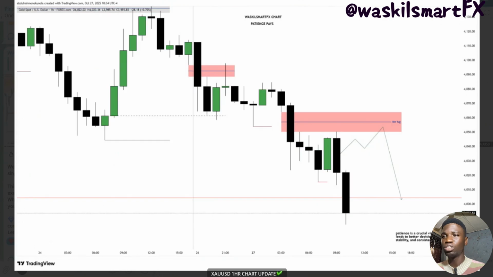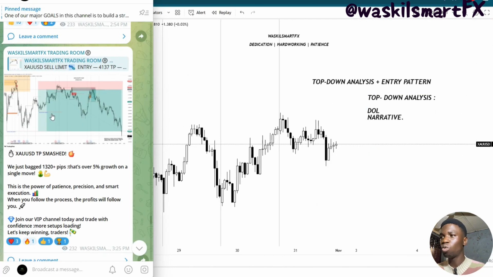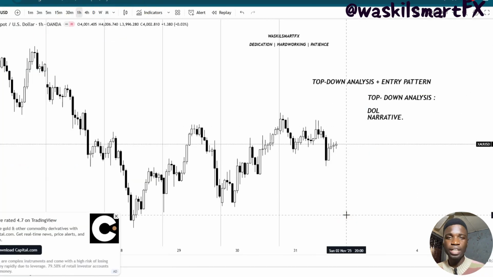For this particular trade, what comes together is what I know as the top-down analysis plus the entry pattern. If you have been following me for a while, you will know I always talk about top-down analysis. There are three components in top-down analysis.